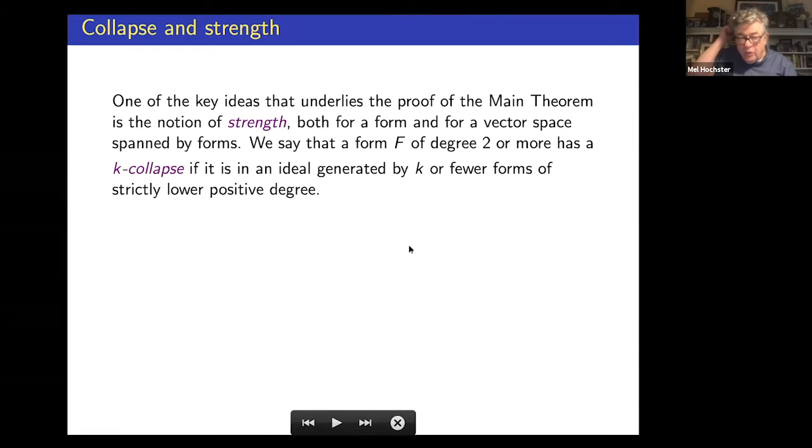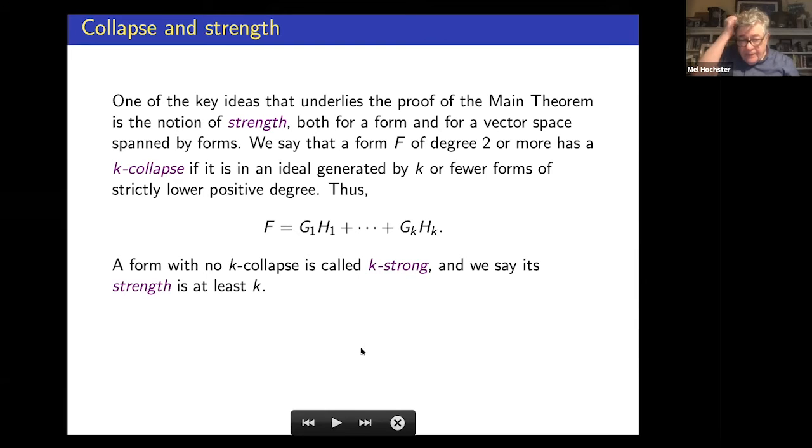So if you have a form of degree 2 or more, we say that it has a K collapse if it's in an ideal generated by K or fewer forms of strictly lower positive degree. So you can write it as a sum of multiples of lower degree forms and use only K of them. So F has an expression like this, where the G's and the H's will all have positive degree smaller than the degree of F. And we call a form that has no K collapse K strong. We say its strength is at least K.